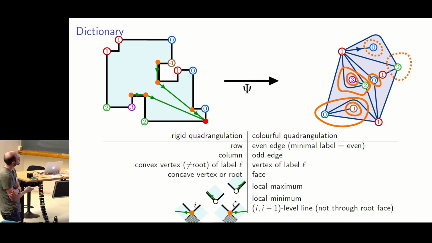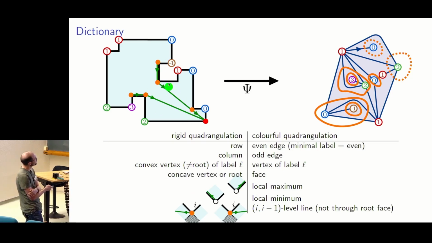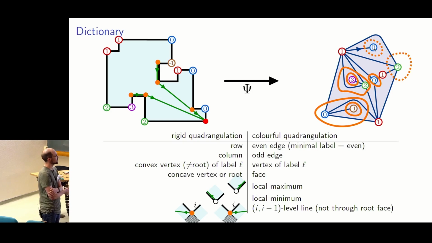Okay? So you can see there are actually 5 such concave corners in this example, corresponding to the 5 level lines here. There are 2 more level lines here that are not in correspondence with concave vertices, and those are the 2 level lines that go through the root face of the map. So we need to ignore those. Okay. Any questions here?